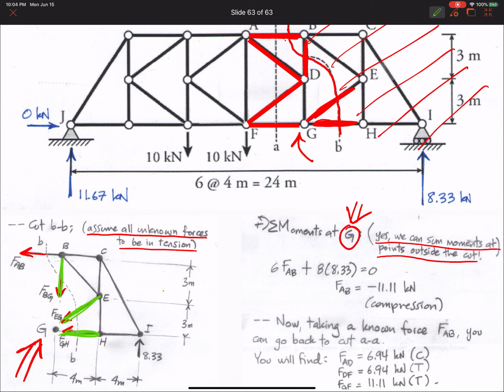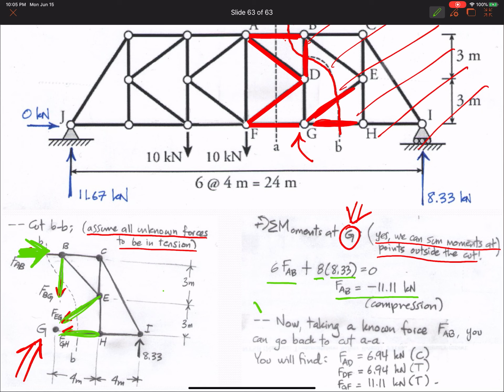So 6 times FAB is a counterclockwise moment about point G, plus 8.33 times 8 meters, a counterclockwise moment as well. And I find FAB as minus 11.11 kilonewtons. This means that the right sign of this force is actually into the member, in compression. So 11.11 in compression.